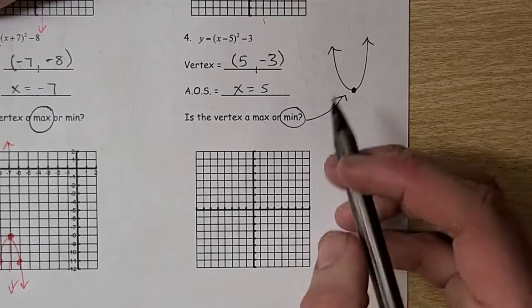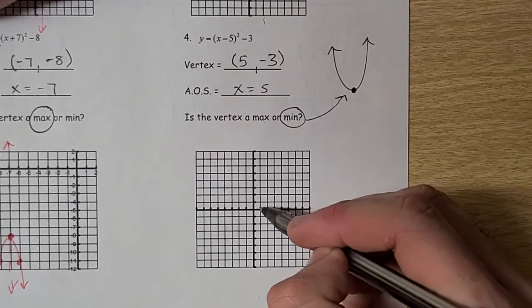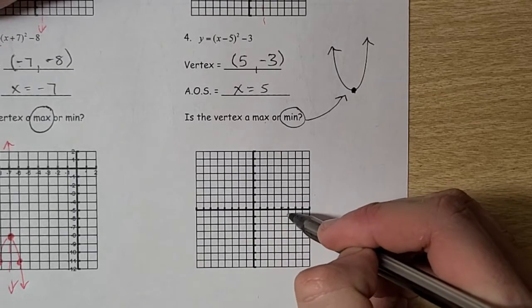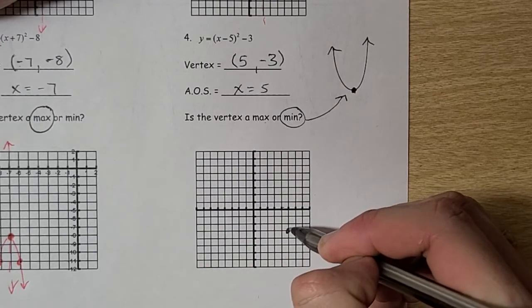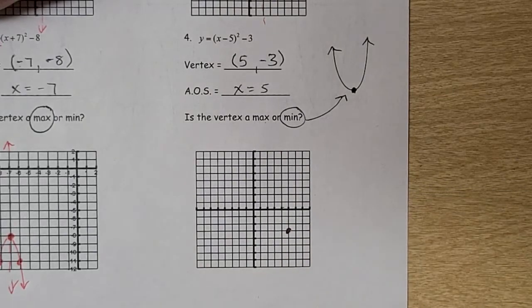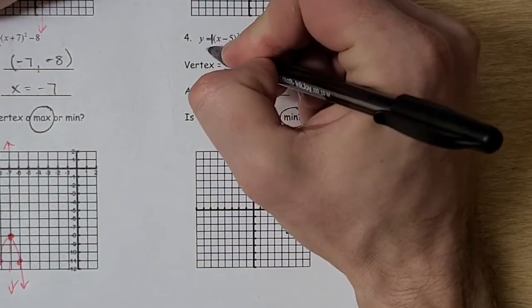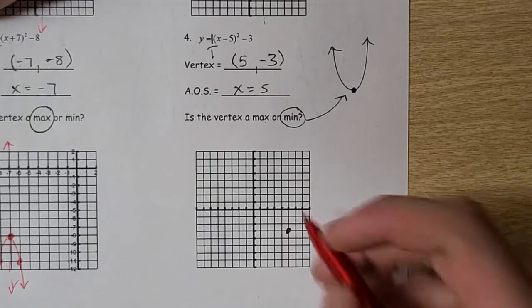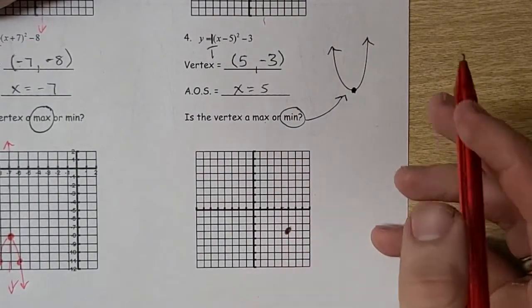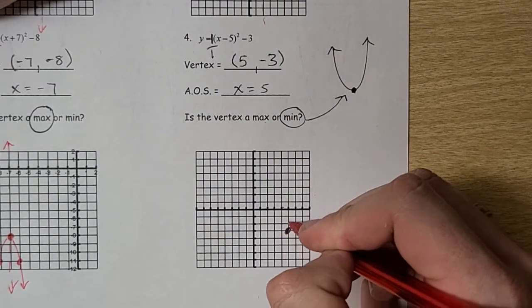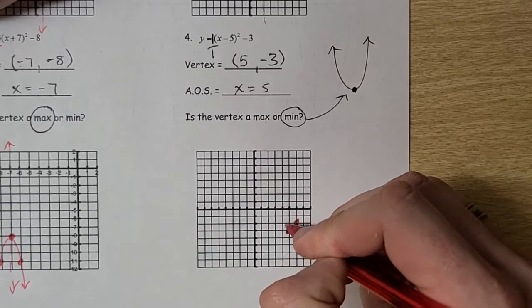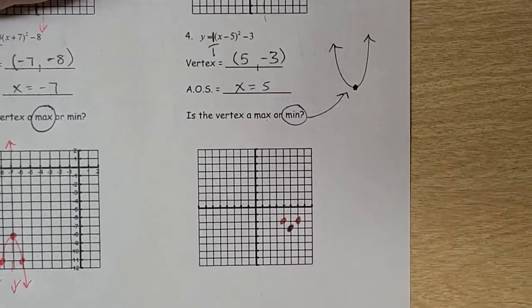All right, let's graph it. 5, comma, negative 3, my vertex. 1, 2, 3, 4, 5. 1, 2, 3. Good. Now, in front, I've got 1 over 1. I should do this in red. Perfect. So, up 1, right 1. Mirror image it on the other side.